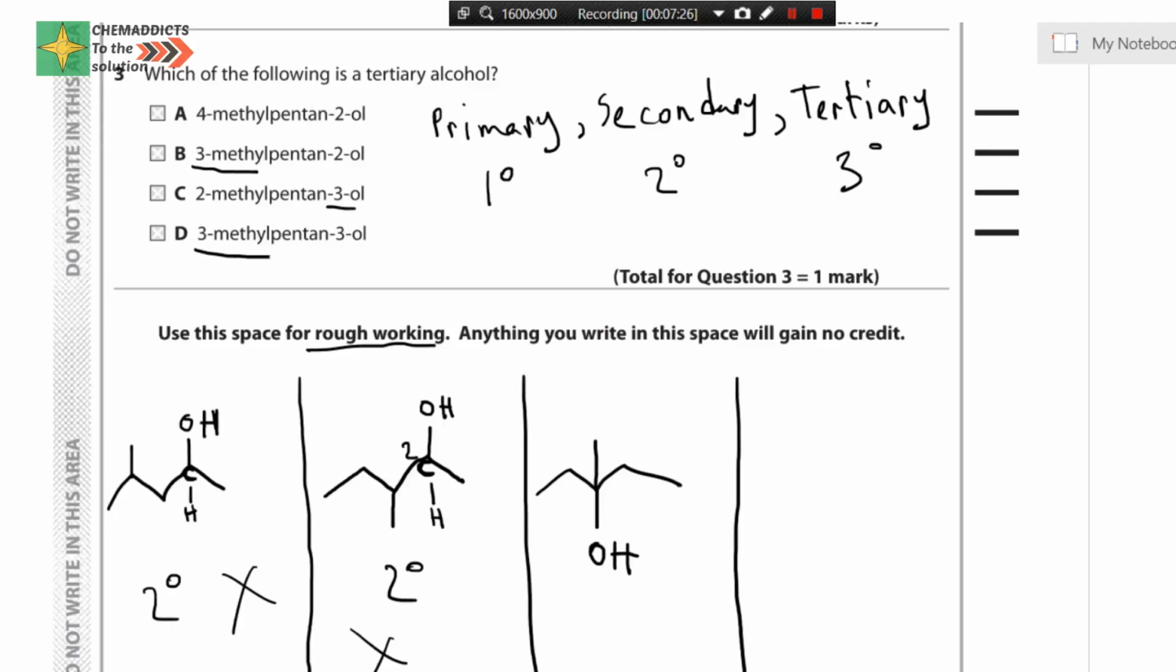As you can see here, there is no space for hydrogen on this third carbon, since this carbon has one methyl group and the hydroxyl group attached to it. That makes it a 3-degree alcohol, or tertiary alcohol. Either of them you can say, tertiary alcohol.